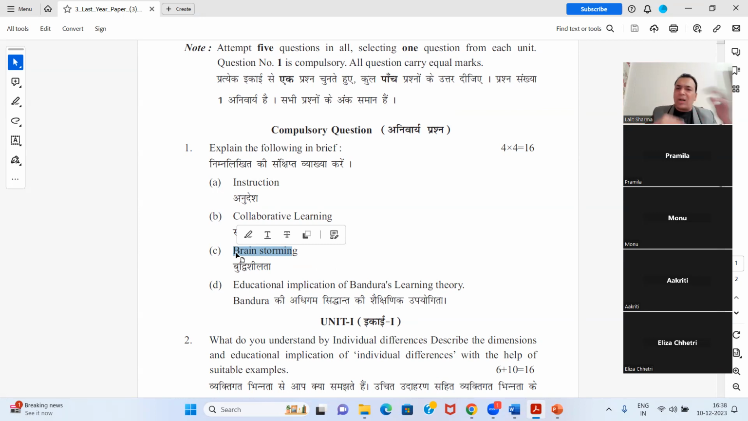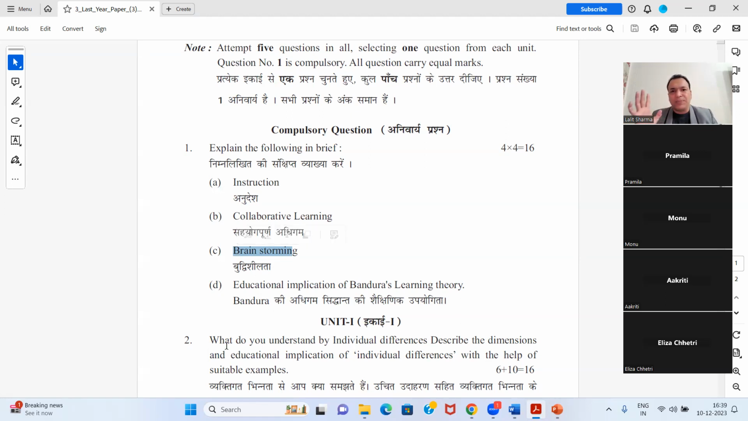So guys, this is not a kind of teaching learning process. Basically there are a lot of activities in the teaching learning process. Unless you are aware of all the teaching methods, teaching strategies, learning strategies, theories of learning, theories of teaching, you cannot make variety in your teaching. So what happens with the brainstorming?